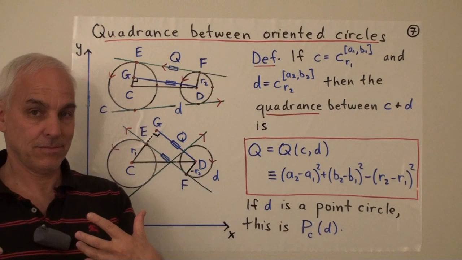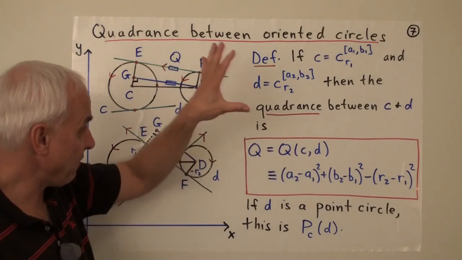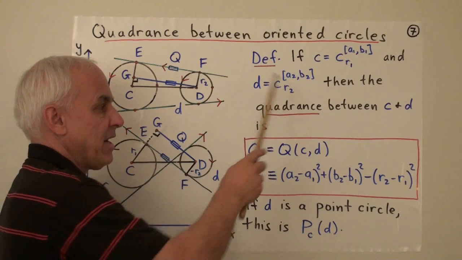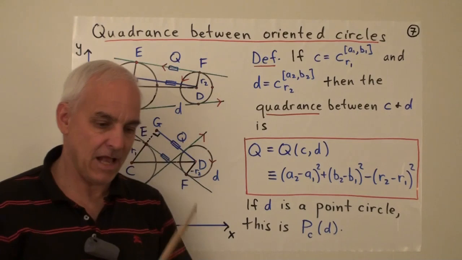All right, so we're going to make this the definition. Motivated by this, we're going to define the quadrance between these two circles by this formula. And we're going to use that same formula no matter what the radii are. Remember, these radii can be positive or negative. We're going to use the same formula, so it's algebraically consistent across all cases.